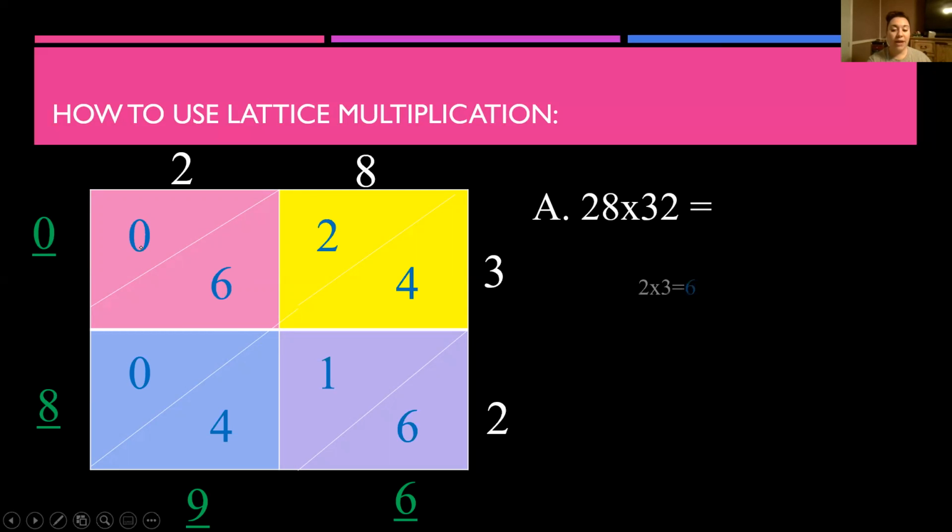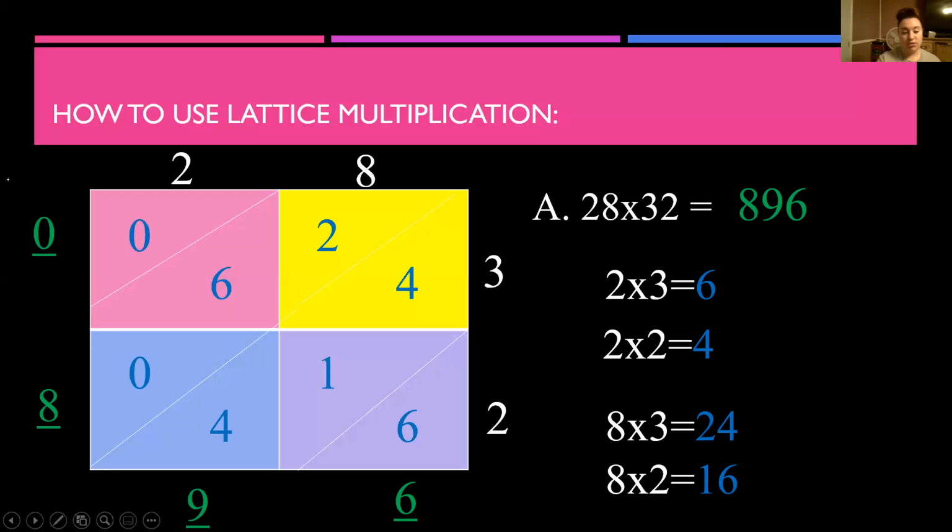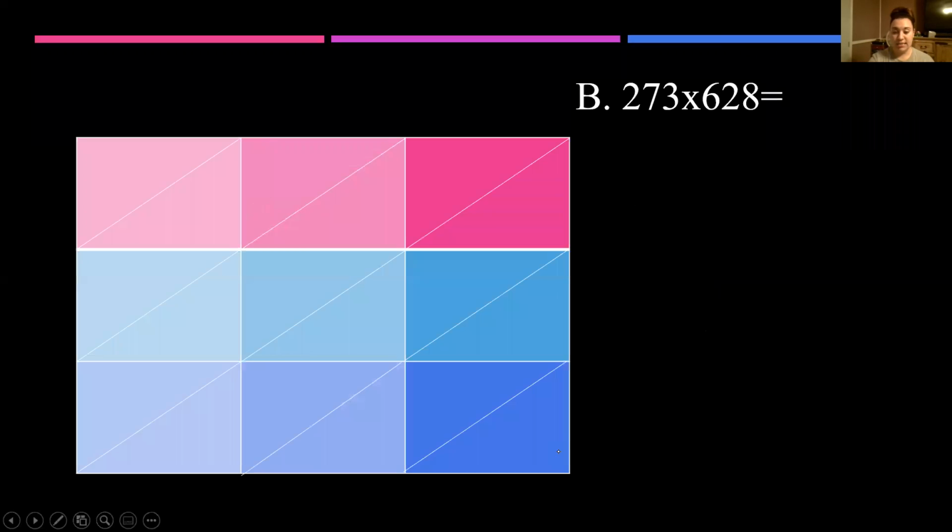So now your final number is 896. You'll use it this way. So there's nothing in the thousands. You got your hundreds, your tens, and your ones. So it's 896. 28 times 32 is 896.